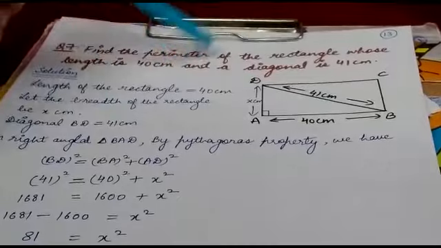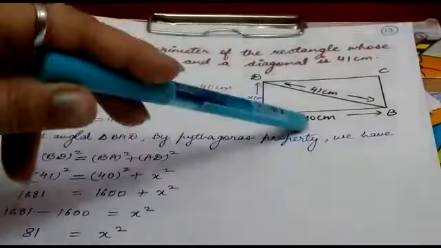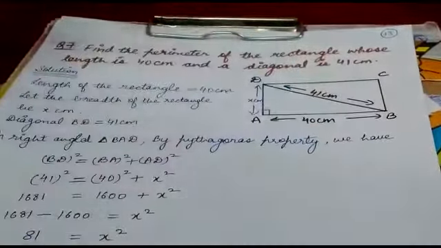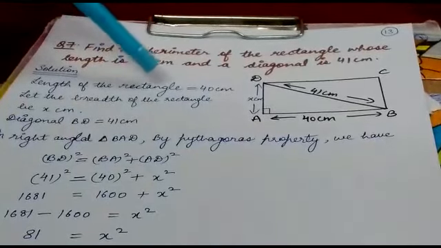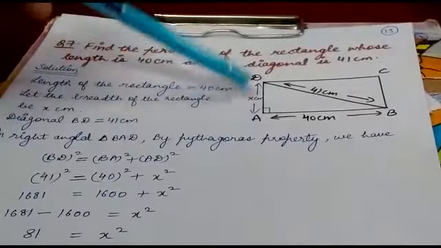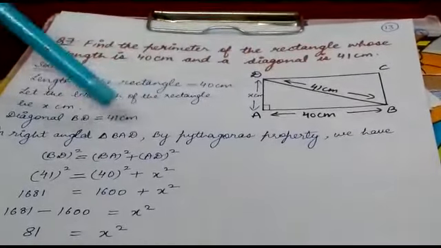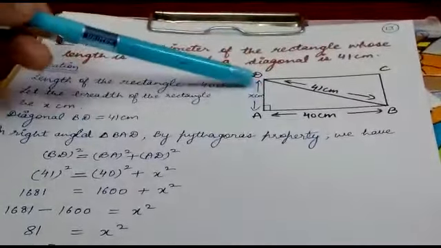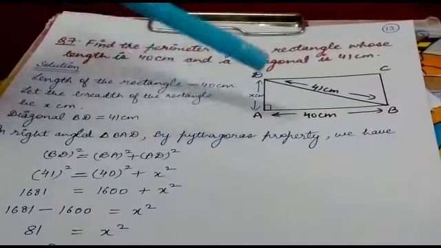Now find the perimeter of a rectangle whose length is 40 centimeter and the diagonal is 41 centimeter. Now look at this rectangle. Length is 40 centimeter and breadth we are assuming x. Now the diagonal is given to you, 41. So it will become a right angle triangle, so in the right angle triangle we can use Pythagoras property.